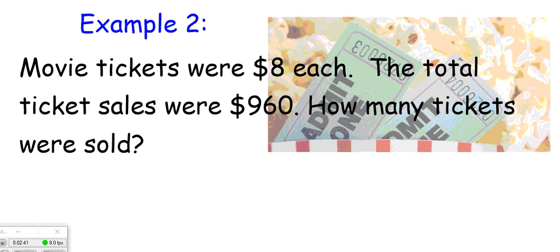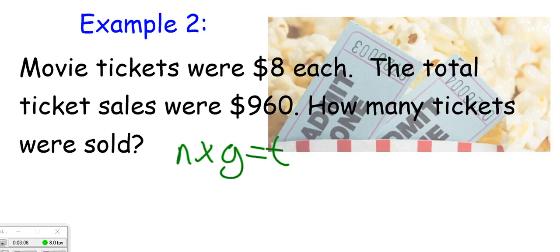Let's do another one just to make sure we're getting this concept down, because they're not always that nice to us. Example 2 says, movie tickets were $8 each. The total ticket sales were $960. How many tickets were sold? So we throw down our formula: N times G equals T. We start with $8. What does the $8 represent? The N, the G, or the T?